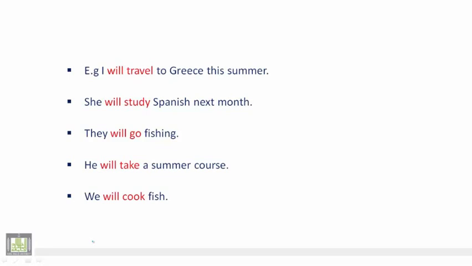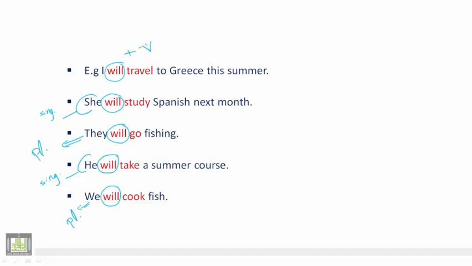We will cook fish. Notice with me that in all these sentences we use the same auxiliary verb, although we have different pronouns. For example, here we have plural and here we have plural. Here we have singular, and we use the same structure with all pronouns plus verb 1.